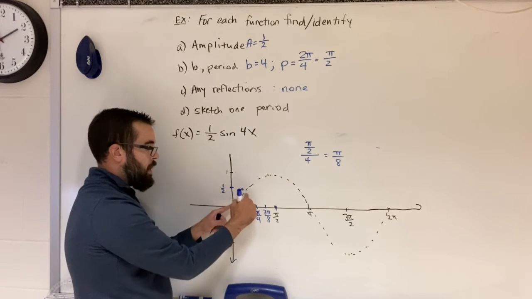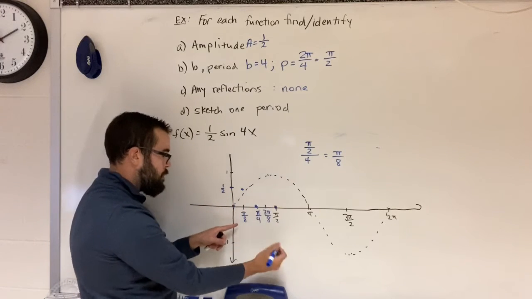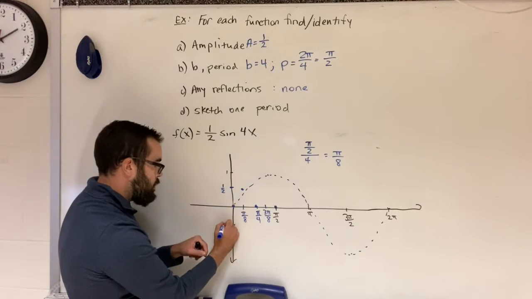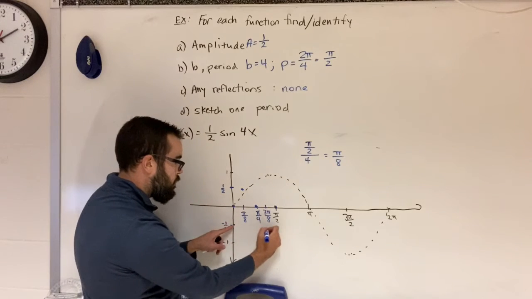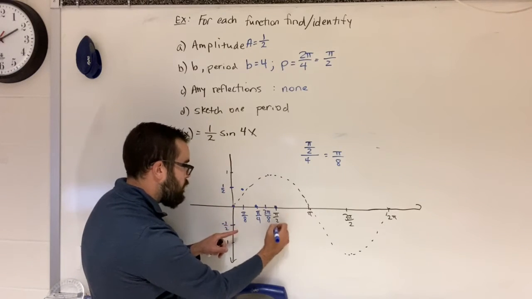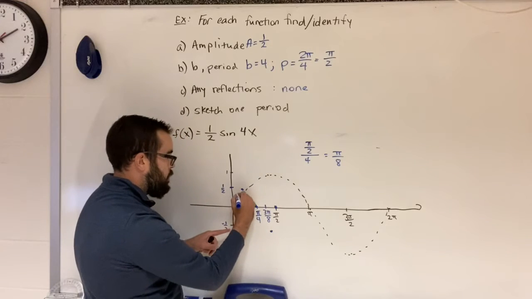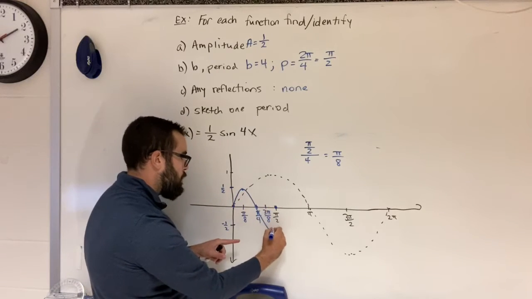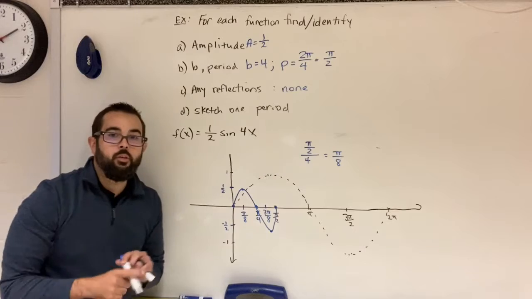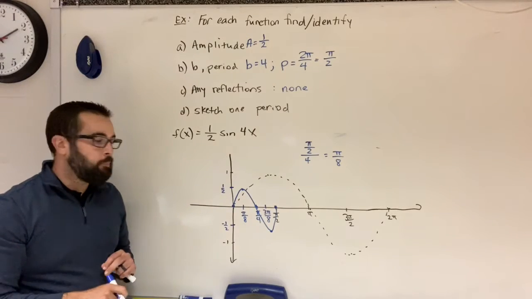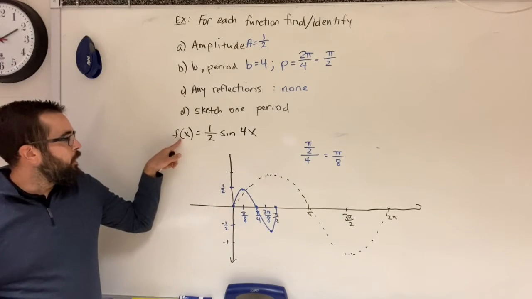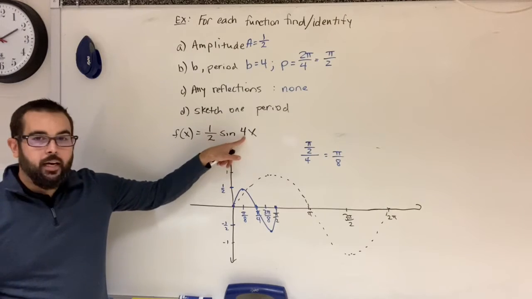Okay, so it goes max, 0, min. So the min is negative 1/2. And then back to 0. So this blue graph represents the graph of 1/2 sine of 4x.